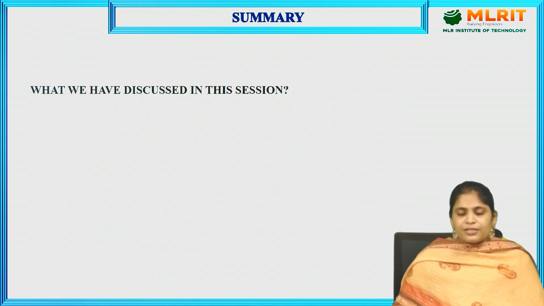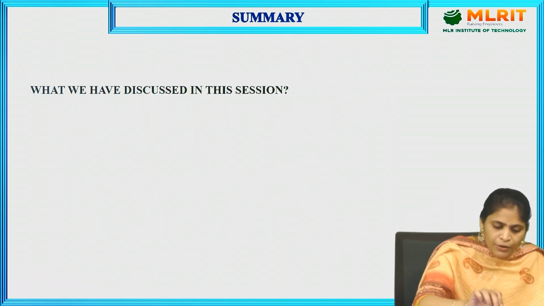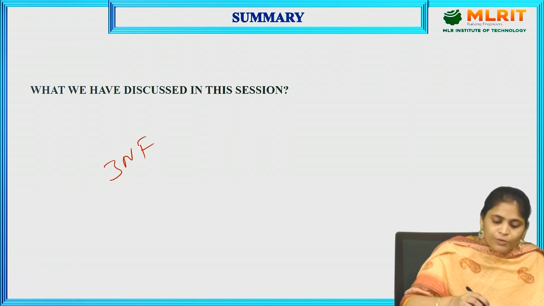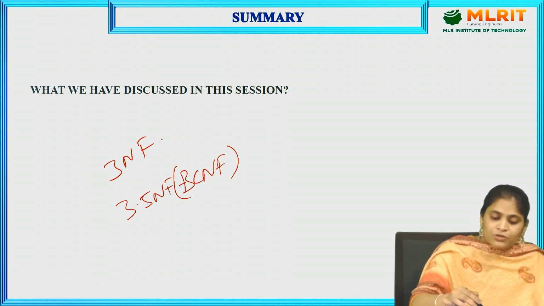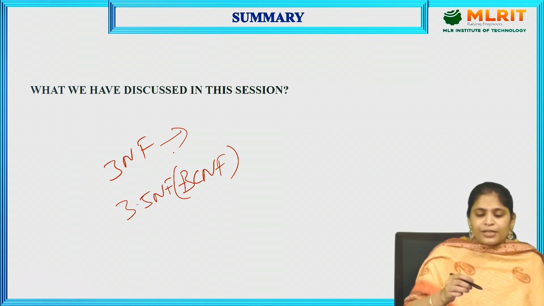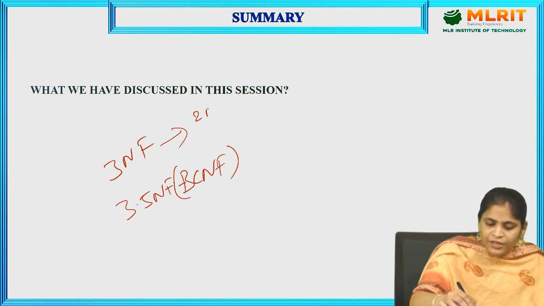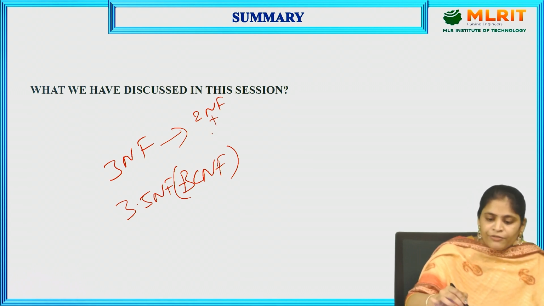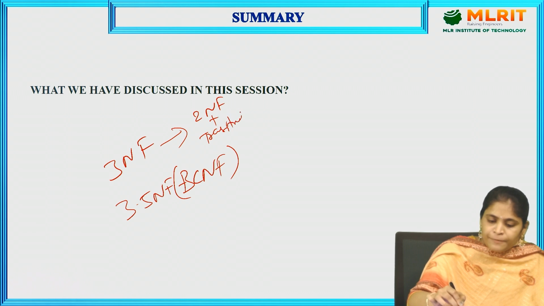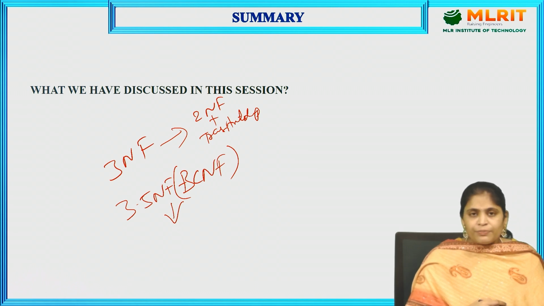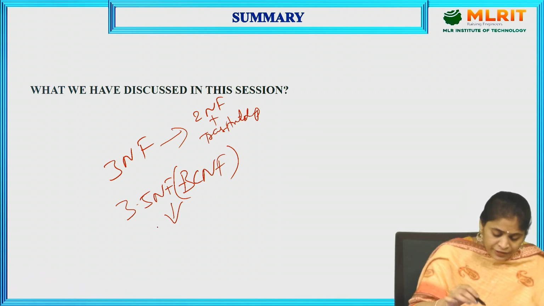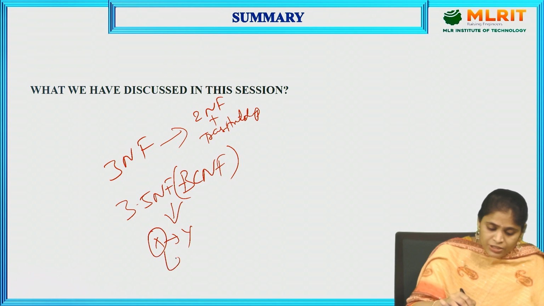So what have we discussed in this session? In this session we have discussed 3NF, third normal form, and 3.5NF, which is also called BCNF, or Boyce-Codd Normal Form. What is 3NF here? It must satisfy 2NF and we must remove transitive dependency. And what is BCNF here? For a given functional dependency X derives Y, X must be a candidate key.